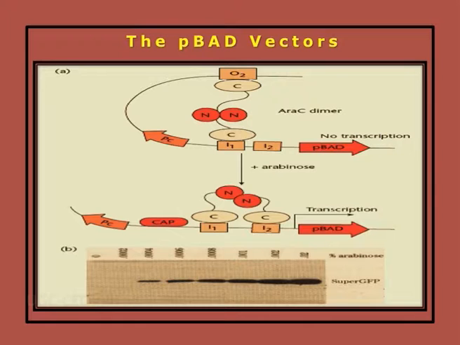On the other hand, when arabinose is added, it forms a complex with arabinose and AraC, which leads to breakage of this dimer and it becomes linear. And this creates the expression of the gene. Herein also you can see that expression of the gene is regulated by the presence of arabinose.